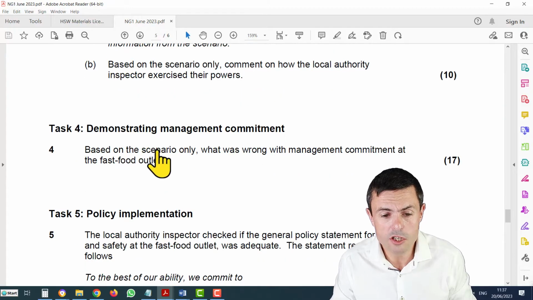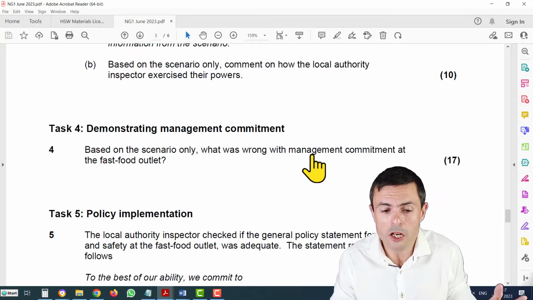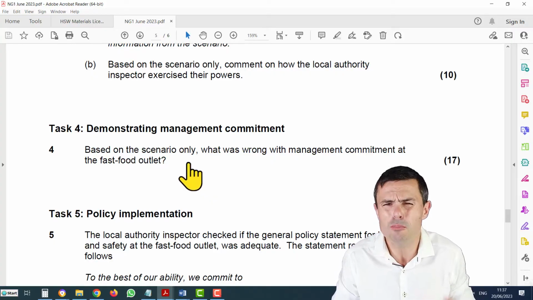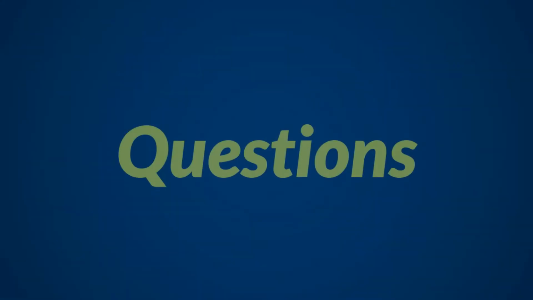We've got, based on the scenario only, what was wrong with the management commitment at the fast food outlet? It's pretty clear, right? And they do try their best to write questions which are difficult to misinterpret, and they do act on learner performance. So if everyone has a car crash for a particular type of question, NEBOSH do look at that and ask themselves, how could we improve that question in the future? So over time, the questions do get clearer and clearer.